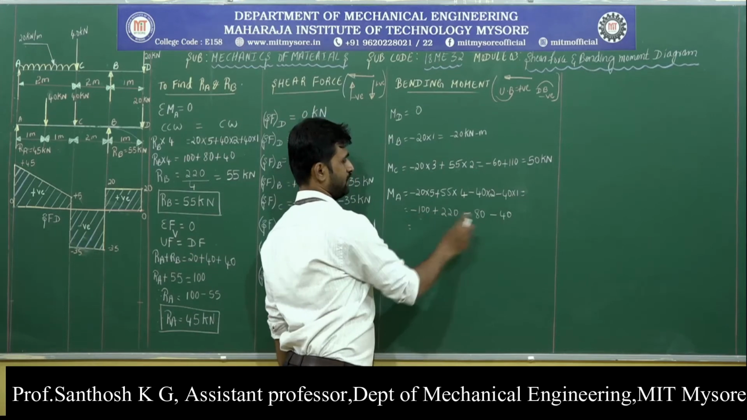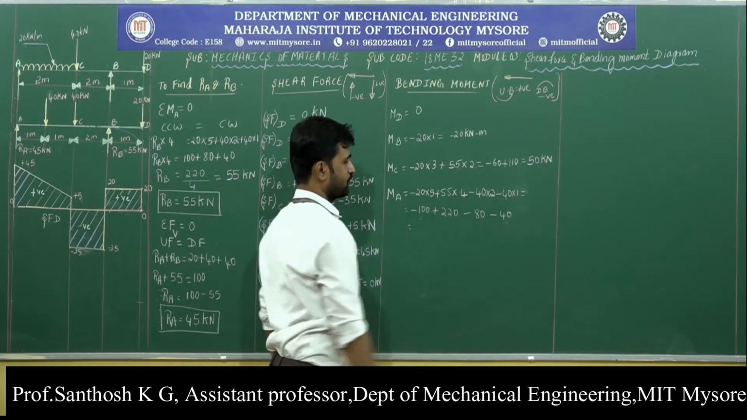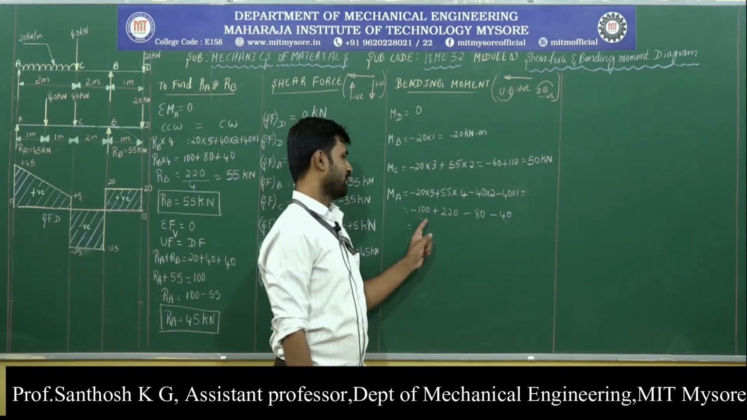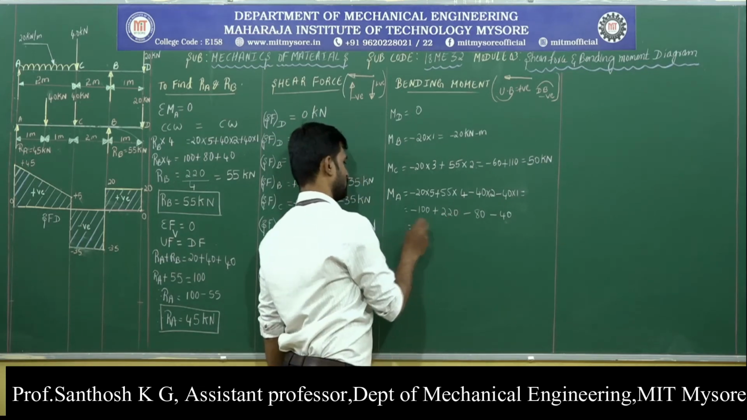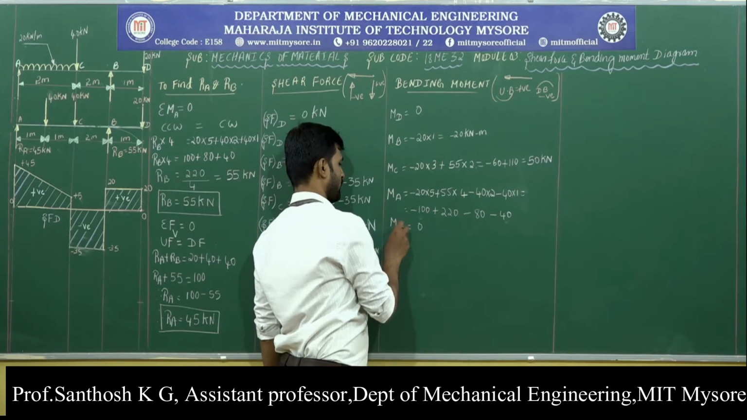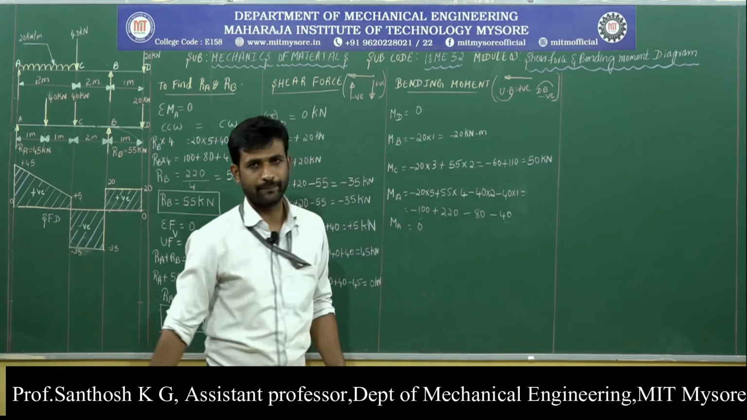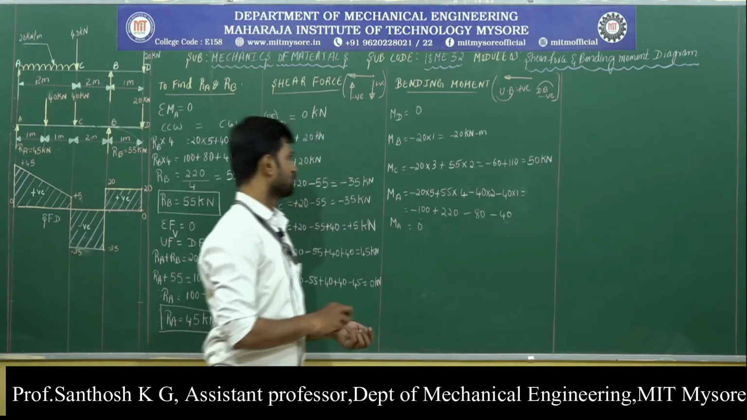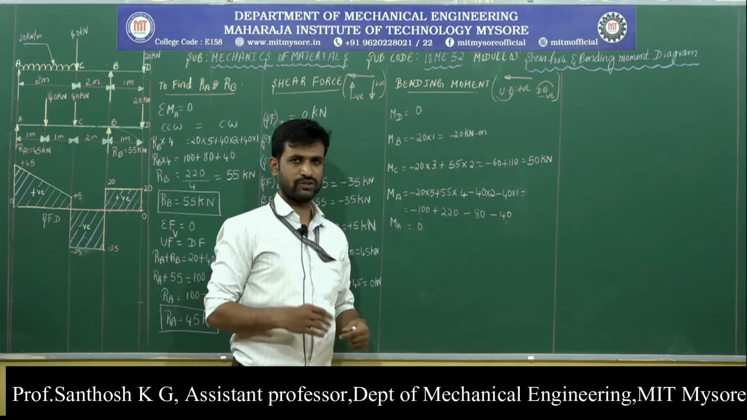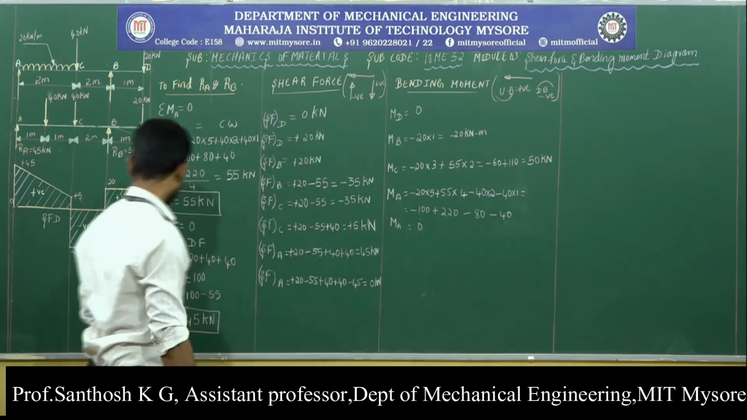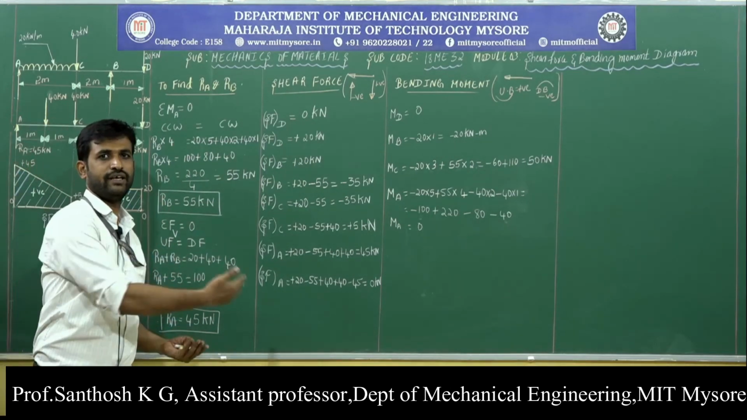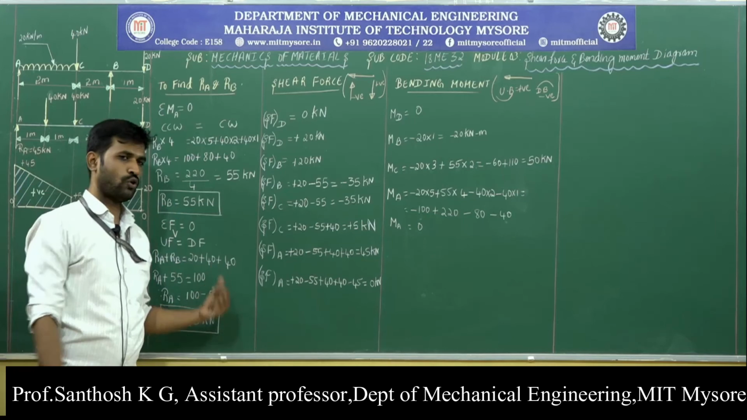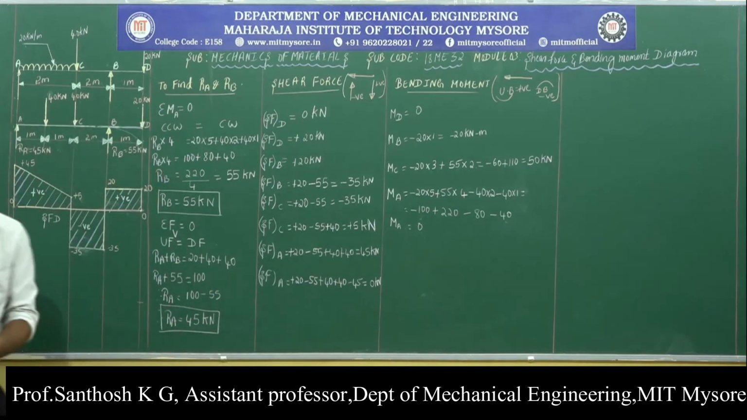So, minus 100 minus 80 minus 40 is minus 220 plus 220. So, the summation is 0. Therefore, the net moment acting at point A is 0. Using these moment values, let us try to write a bending moment diagram which indicates the variation of bending moment throughout the length of the beam.